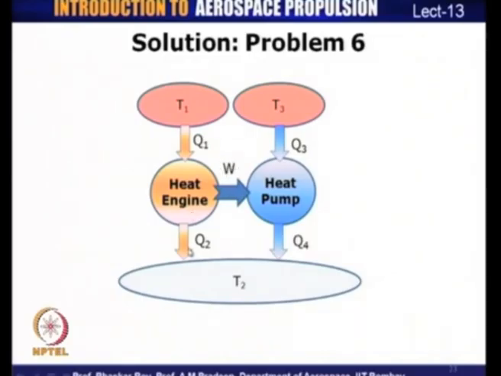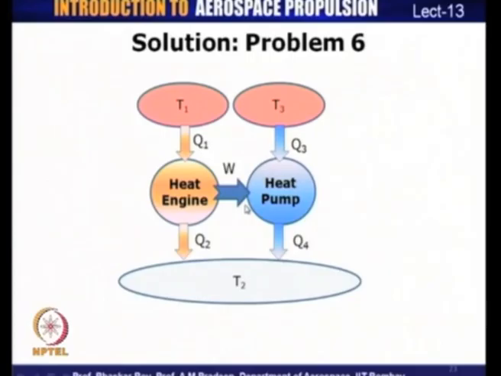This heat engine is driving the heat pump through a work of W. Heat engine rejects a heat of Q2 to the sink, heat pump rejects a heat of Q4 to this heat sink. And the heat engine operates between a source at T1 and receives heat at a rate of Q1, and the heat pump on the other hand transfers heat from T3 at a rate of Q3 and rejects heat to the sink at Q4, and this heat pump is getting its work input from the heat engine.